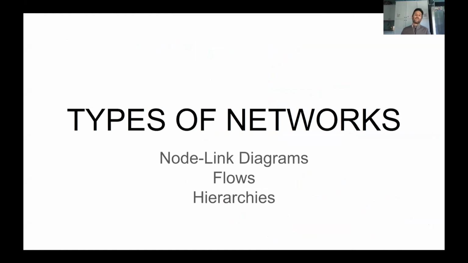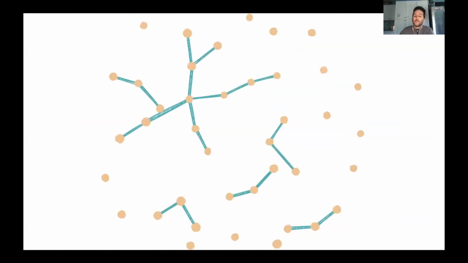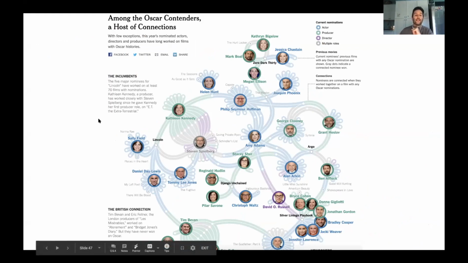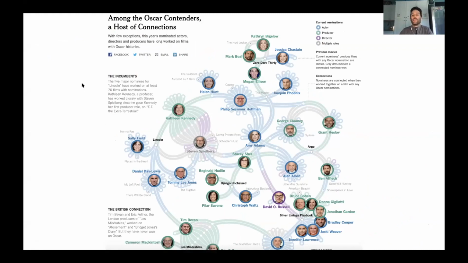So what types of networks are there? Well, we've spent a lot of time on node link diagrams, and these are typically used for things like social networks. So we can see a node link diagram. This was in the New York Times about 6 or 7 years ago. And it connects actors, directors, and producers if they've been working with each other on the same movies.